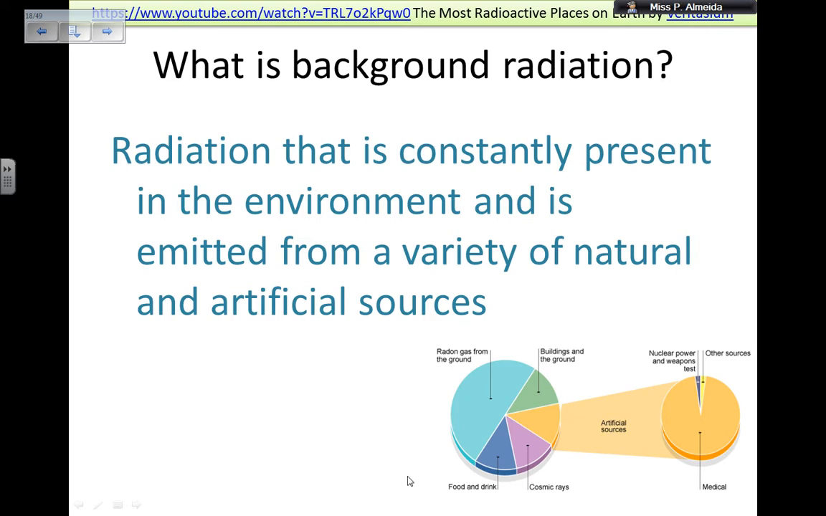So the same with background radiation, okay? Background radiation is always there, but you may not be able to say it's coming from here because I can see it, okay? So it's the same. Also, a quite interesting video, which I'm going to put in the description, is this video by Veritasium, the most radioactive places on Earth. This is a very interesting video for you to watch. It's a little bit long, but give it a go, okay?